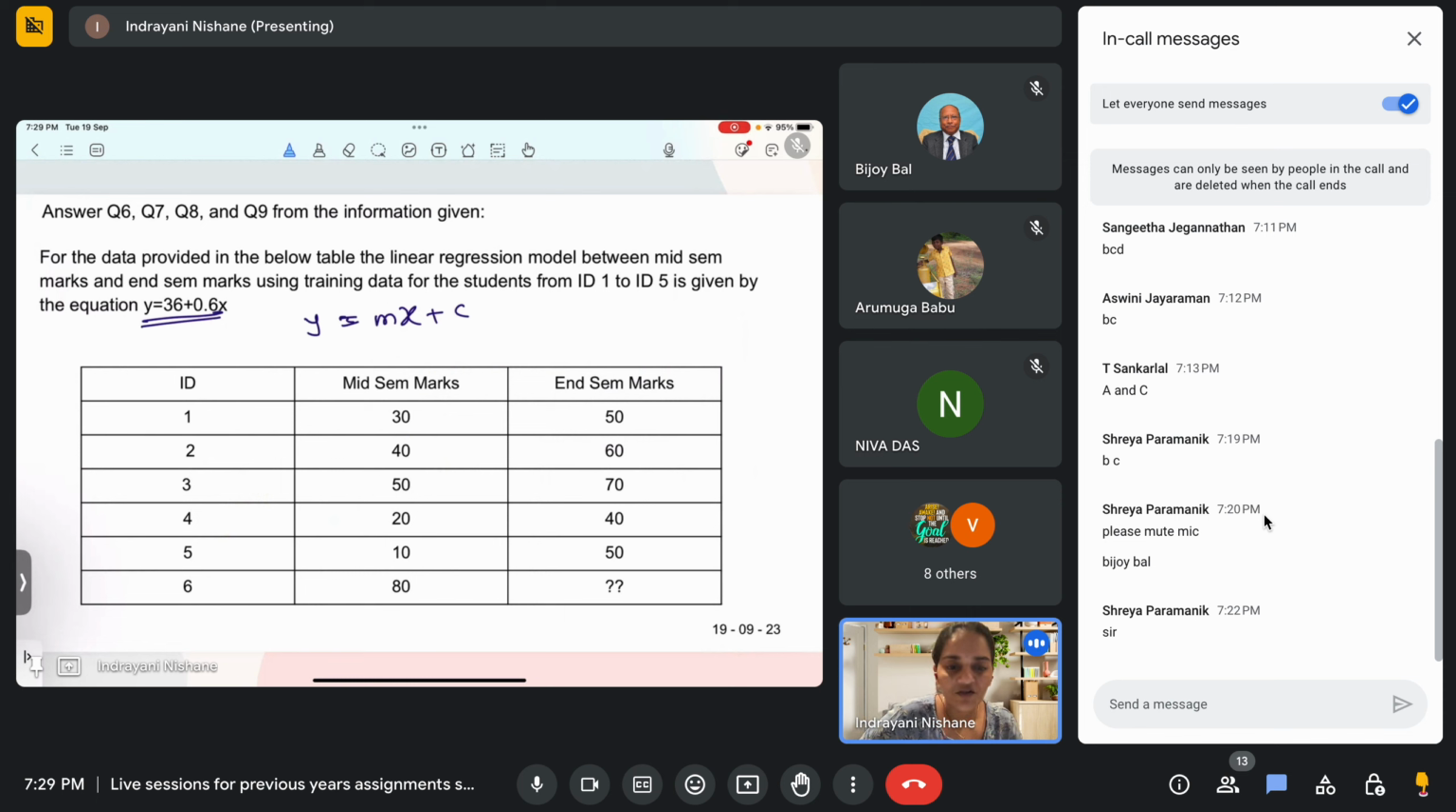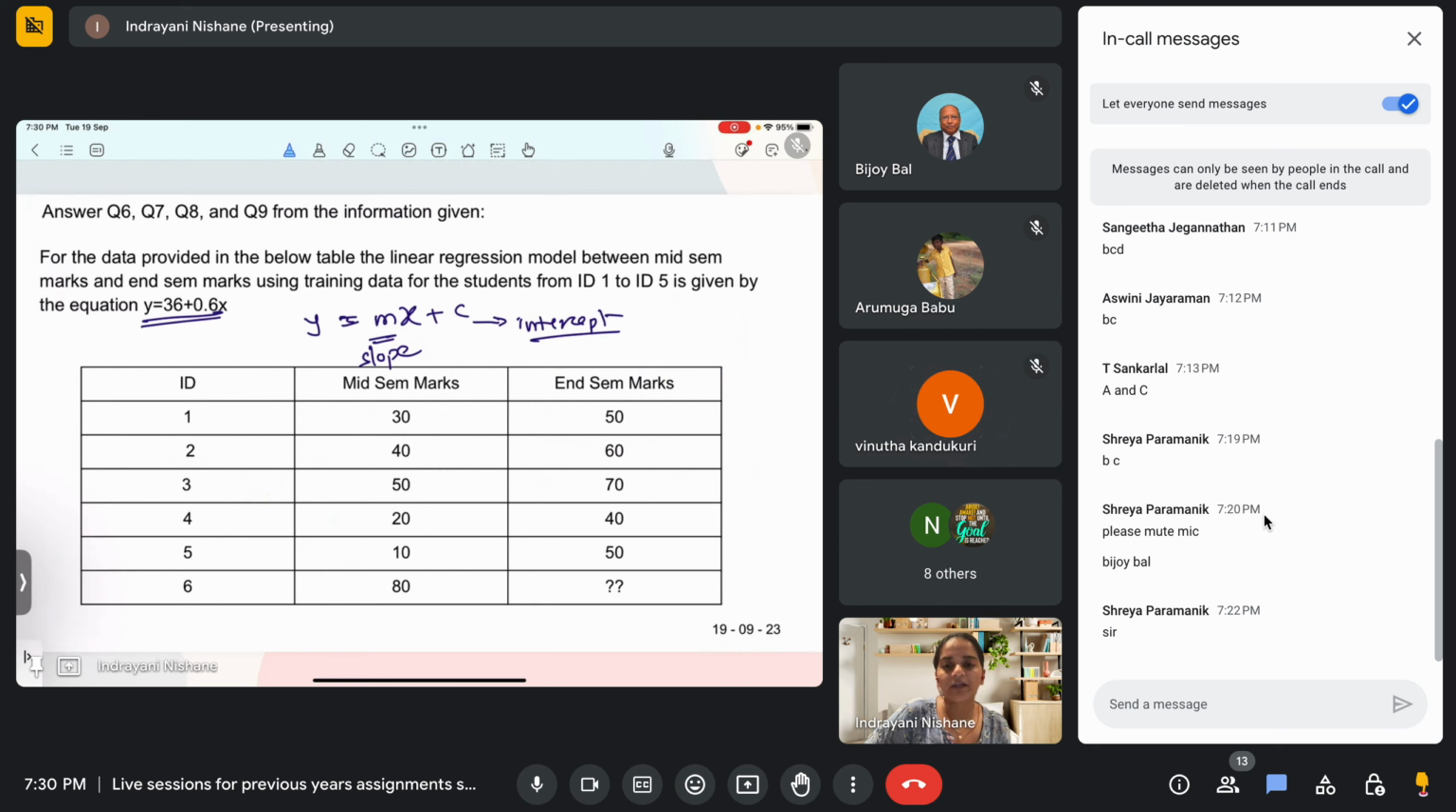So this formula, if you recall, is y is equal to mx plus c. So m gives us the slope and c gives us the intercept. So after looking at the formula, we can tell what would be the value of slope, what would be the value of intercept, right?